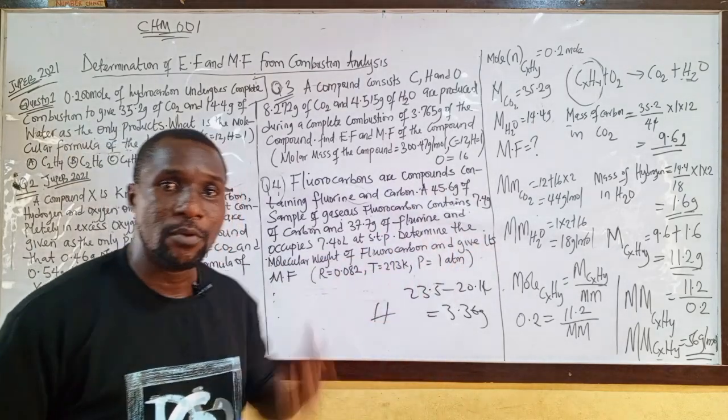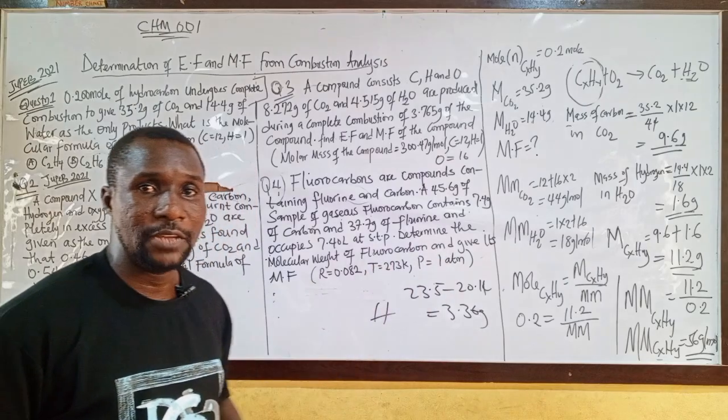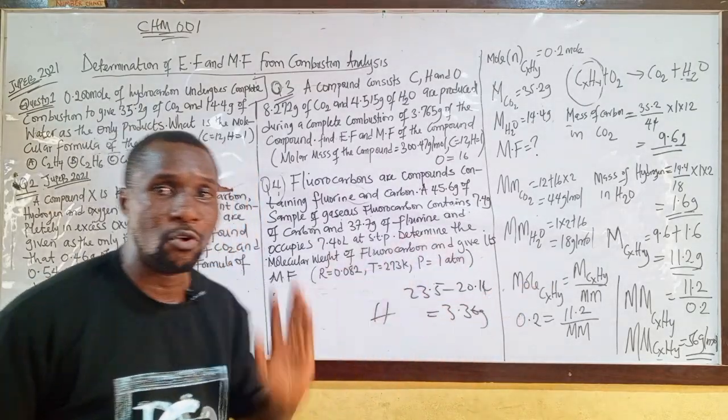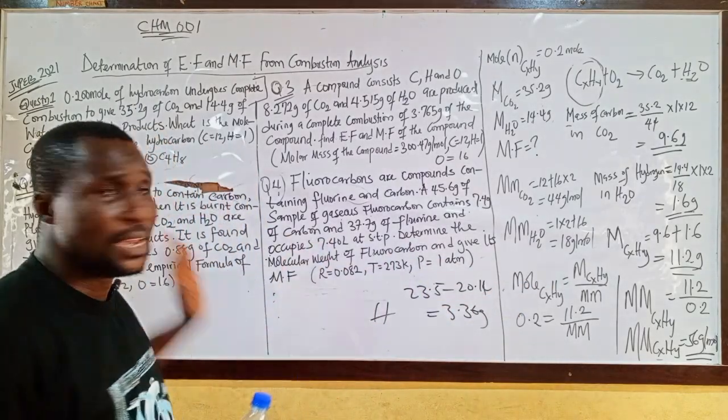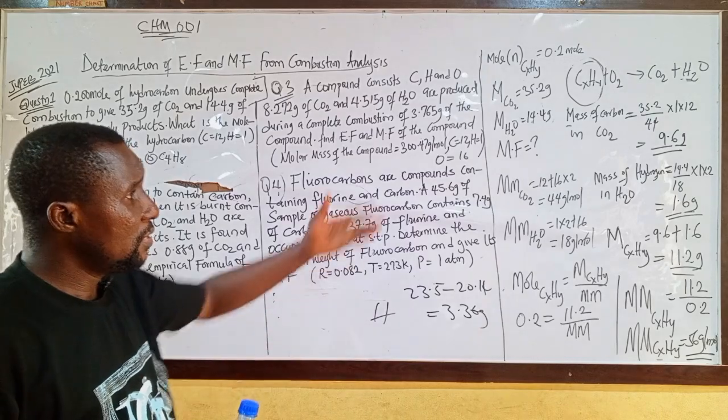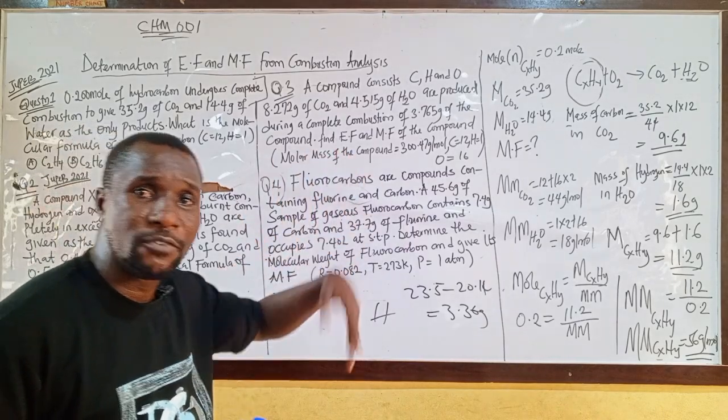I need the mass of carbon, I need the mass of hydrogen, and I need the molar mass of the hydrocarbon compound. Then we get the answer now. Then from here, let's get the empirical formula. From the empirical formula, we get what?